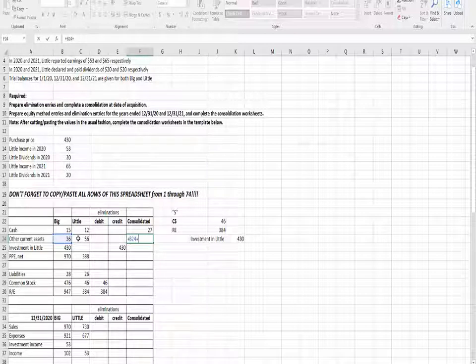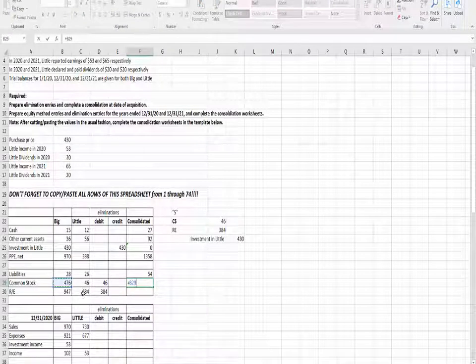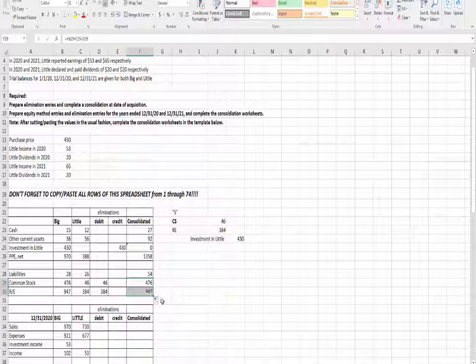Likewise, other current assets. For the investment, we have a $430 debit offset by a $430 credit, which leaves us with a zero balance. Property, plant, equipment net, again, no adjustments, so we simply add straight across. Going down to the credit side of the balance sheet, again, we have our liabilities, we add those together. For our equity accounts, we have the parents' beginning of year common stock plus the subsidiaries' beginning of year common stock offset by that $46 debit to common stock. And the same thing for retained earnings.